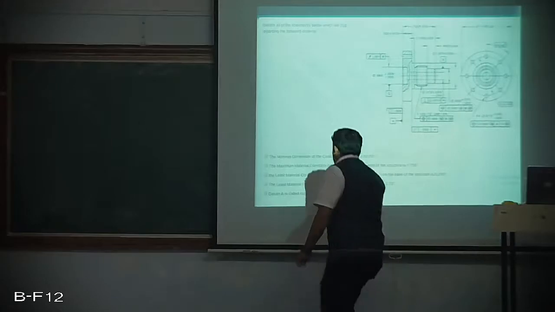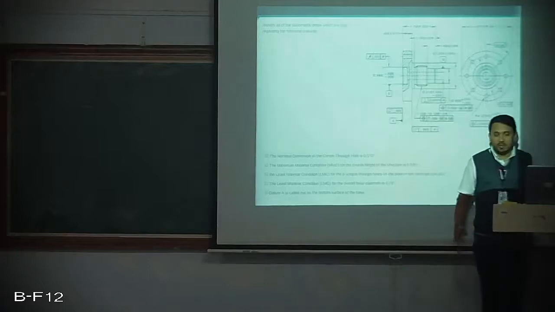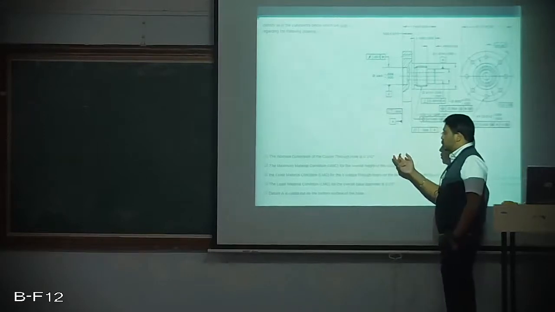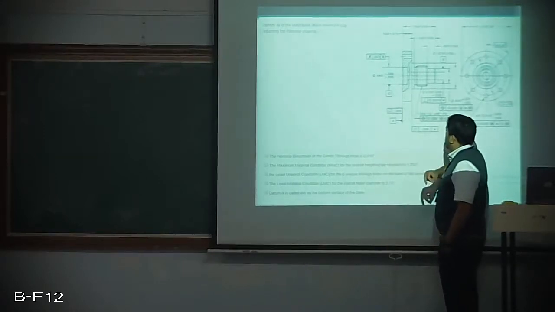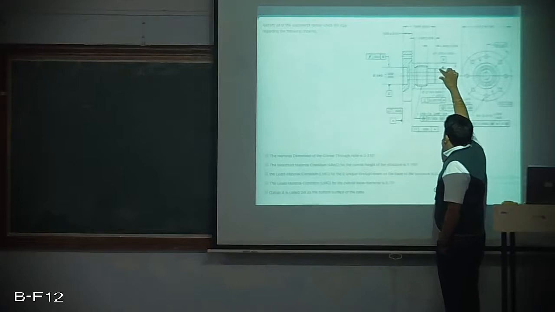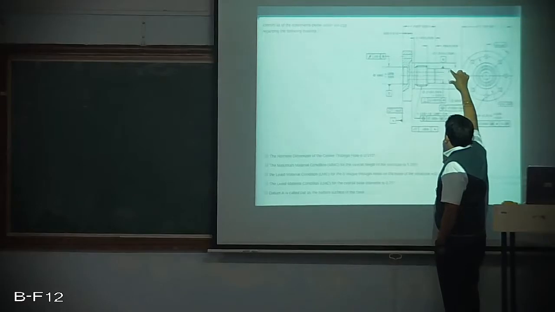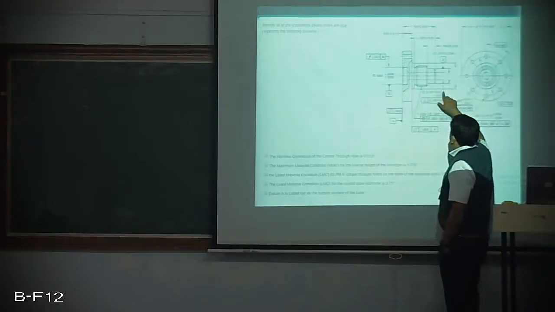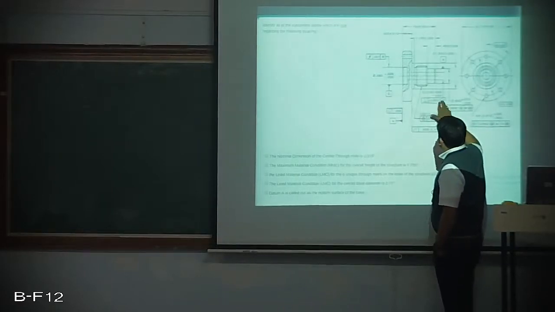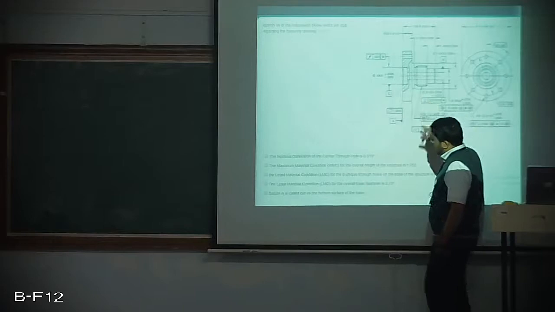Now, coming back to the first statement. The nominal dimension of the central through hole is 0.315. Nominal dimension means basic size. Whether we need to state it is true or false, just look at the dimension of the central hole. The dimension is diameter 0.315 with the tolerance and the GD&T mentioned, but the nominal dimension is the basic size, which is 0.315. Hence it is correct.